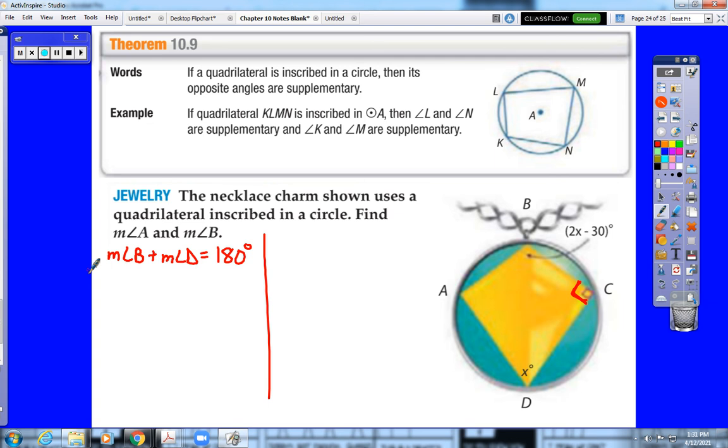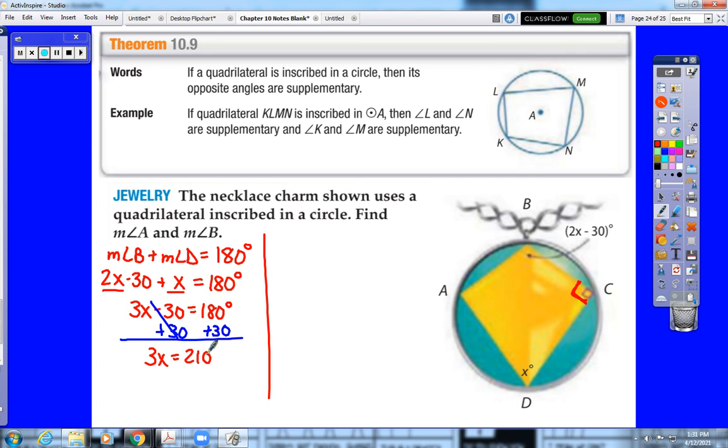So that allows us to set up an equation. The measure of angle B is given as being 2x minus 30. Measure of angle D is given as being x. If we add those together, we know they have to add up to 180. That allows us to find the value of x. Combine like terms. 3x minus 30 equals 180. Then what? Add 30 to each side. Gives us 3x equals 210.